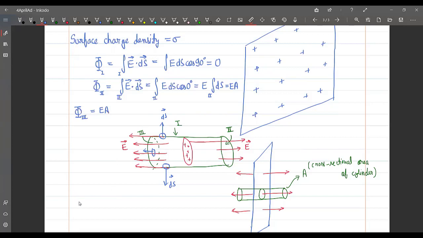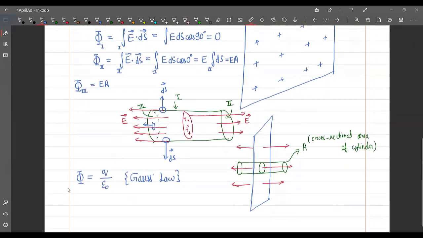Now you can calculate the total flux. Total flux is given by the charge inside by epsilon naught. This is from your Gauss law. And I will put the value. Total flux will be equal to flux through surface 1 plus flux through surface 2 plus flux through surface 3. That will be Q by epsilon naught.